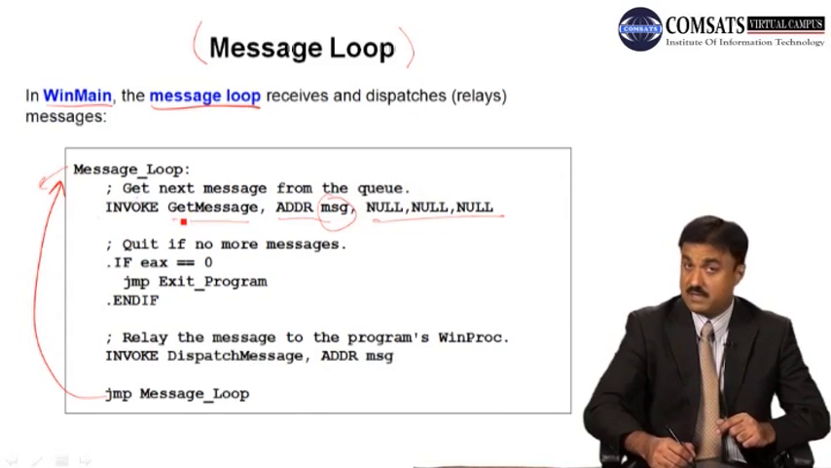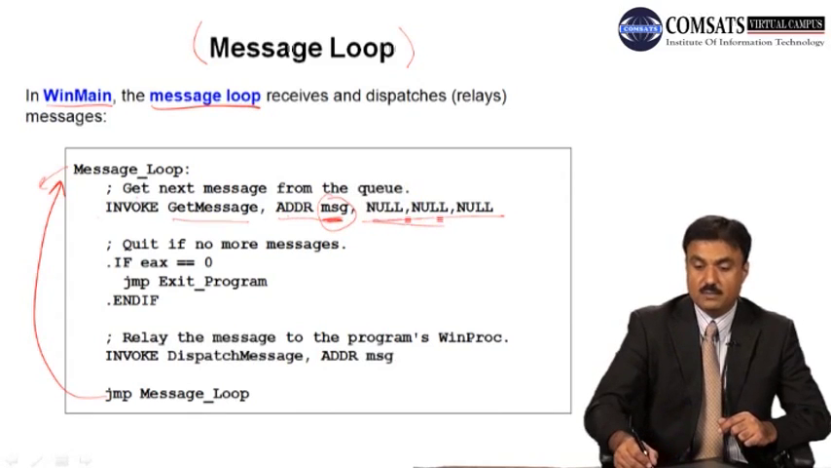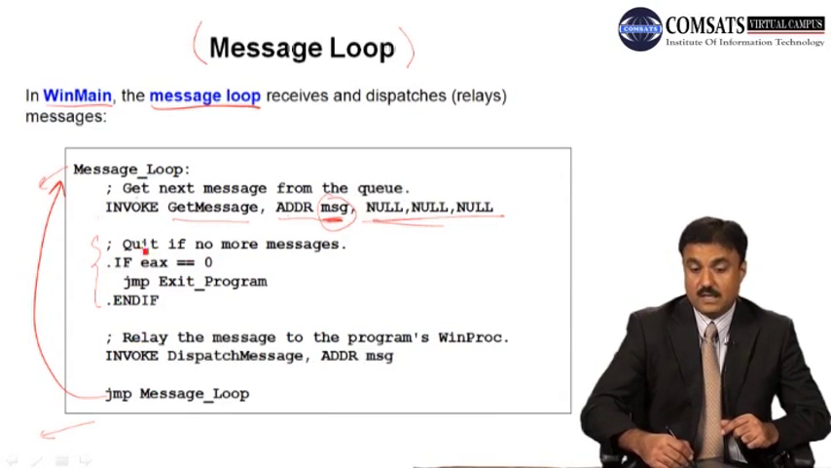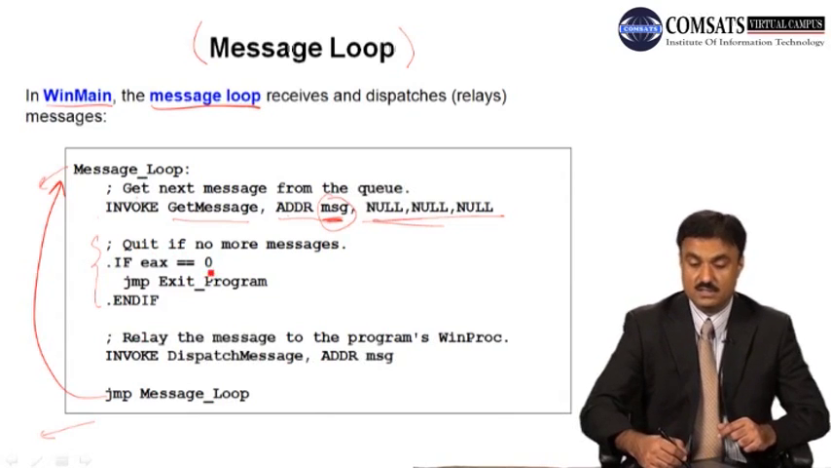We have to invoke GetMessage, and there is an address to this message variable, and then we have all the other parameters as null. So for example, inside a queue we have a message. If the information inside the EAX is equal to 0, it means jump to exit program, so it will exit from the program. It will give you 0 in EAX if there are no messages in the queue.